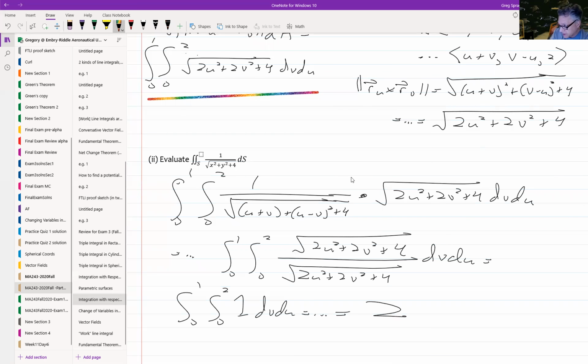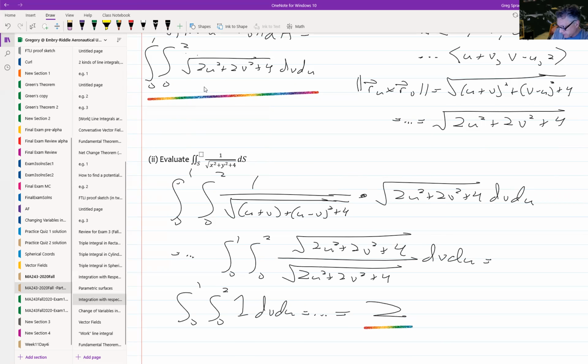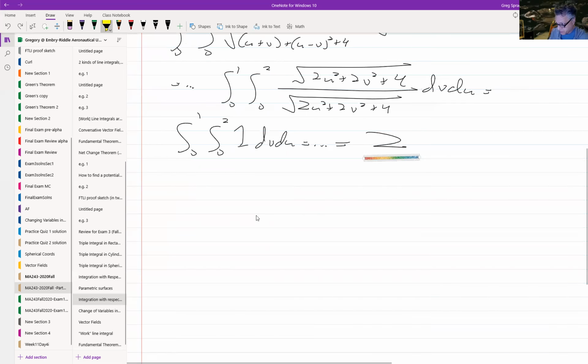And the answer is positive, and even without doing anything, we could have predicted a positive answer, because the integrand is the principal square root of a positive number. If you integrate a positive function, you'll get a positive answer.